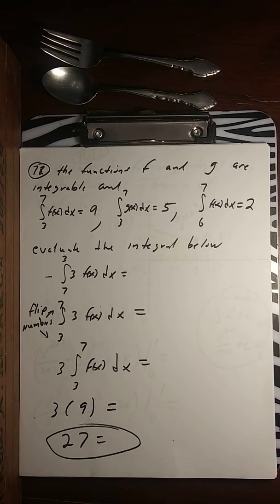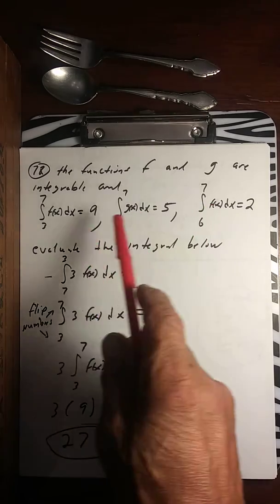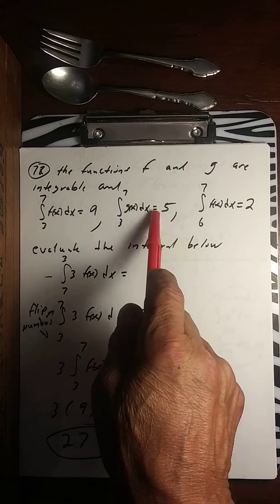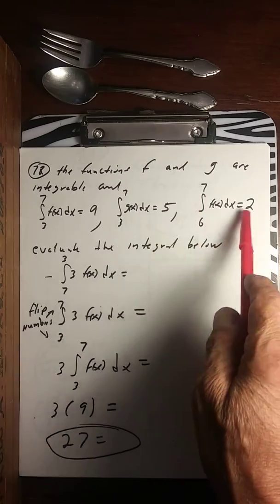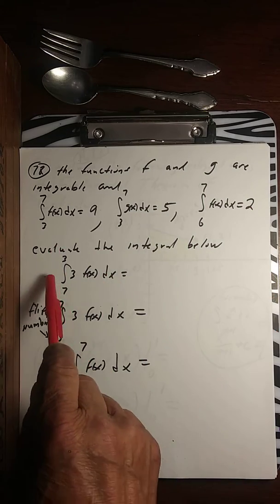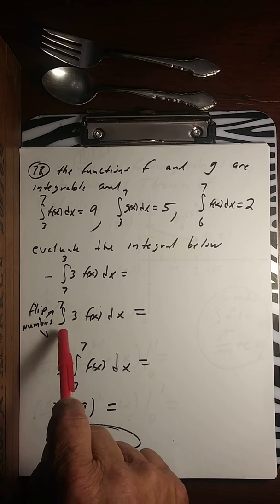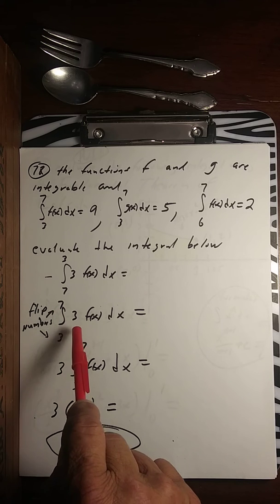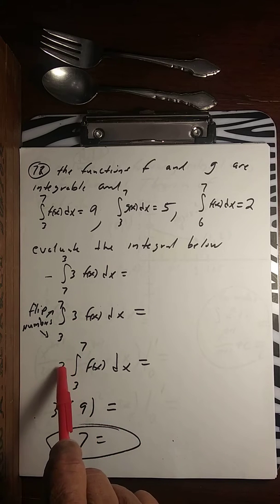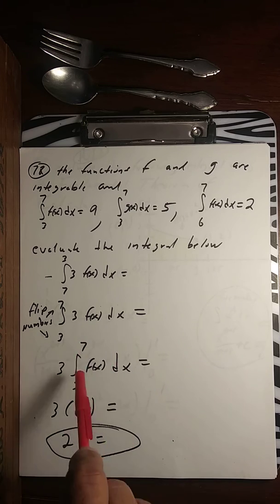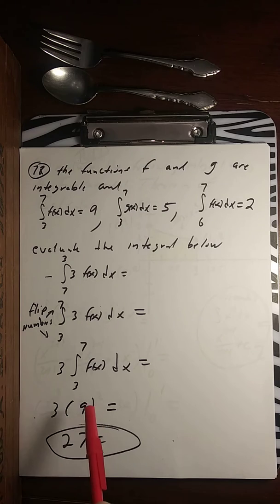Alright, next problem. Functions f and g are integrable, and the integral from 3 to 7 of this one is 9. The integral from 3 to 7 of g of x is this. And then from 6 to 7 is that. Evaluate the integral below. This one right here. First of all, I'm going to take this minus away and flip these numbers. You can do that. 3, 7. Now, we know that 3 and 7, and you have 3 there, but 3, factor it out. So now we have integral of this right here. Do we have something for that? Yes, it's up there. And actually it's a 9. So 3 times this is a 9. 3 times 9 is 27.